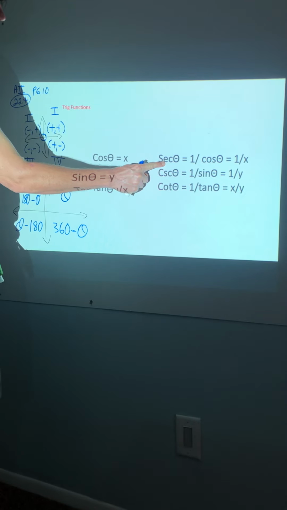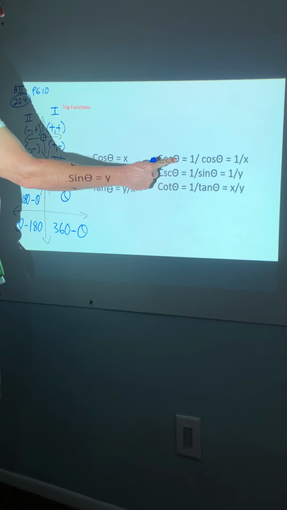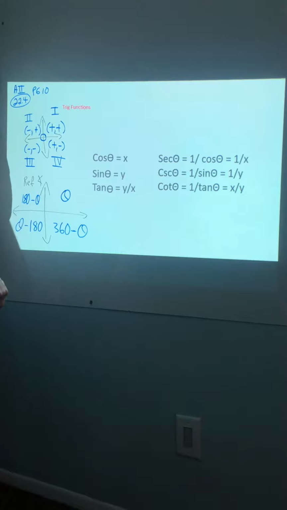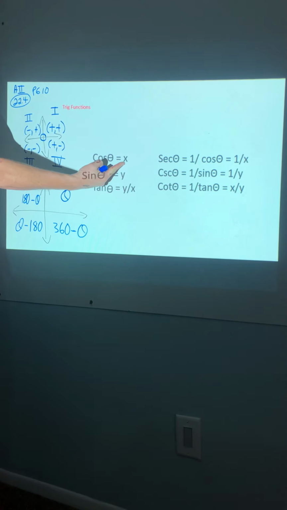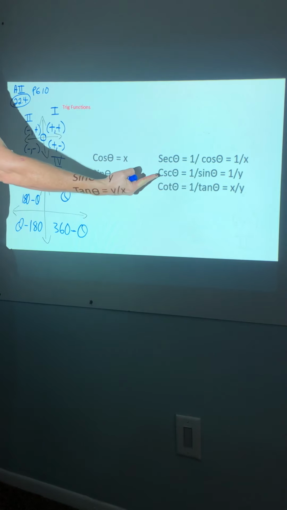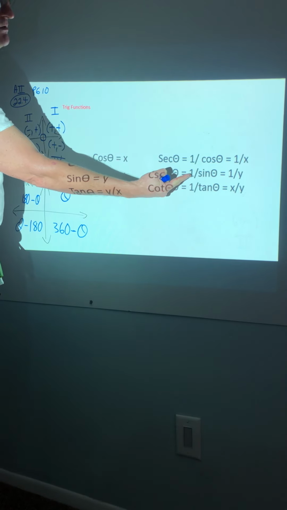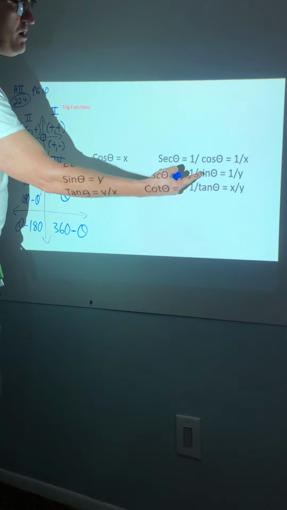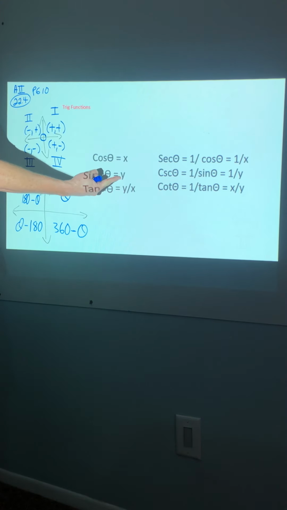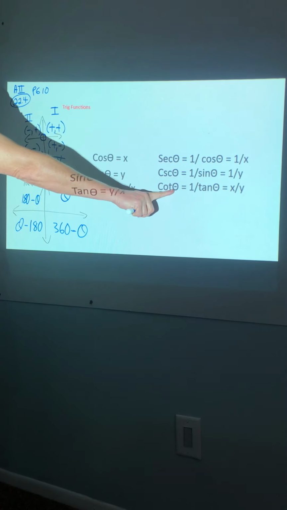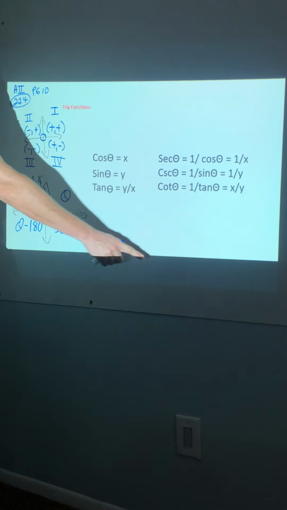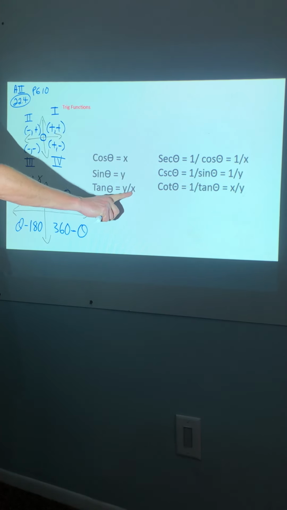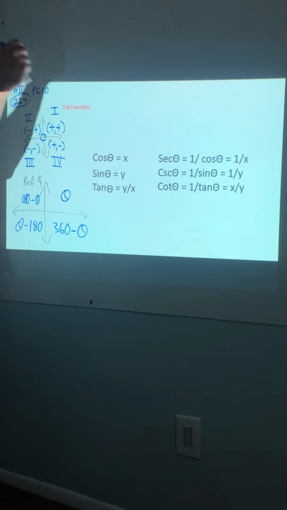If it's secant of theta, then it's 1 over cosine, or 1 over x. Just take x and do the reciprocal. If it's cosecant of theta, it's going to be 1 over sine, which is 1 over y, the reciprocal of this one. And then cotangent of theta is 1 over tangent. So if tangent is y over x, you're just going to do x over y. Don't panic.